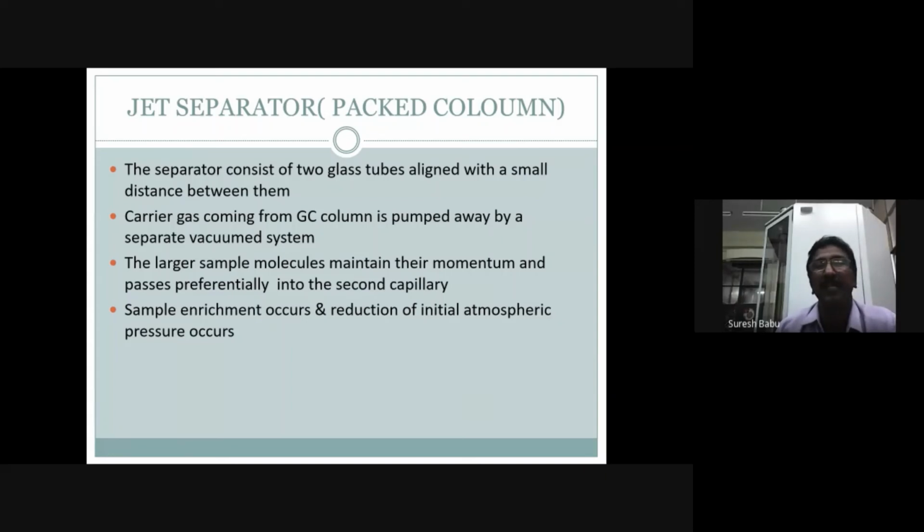The second one is the jet separator for packed columns. It consists of two glass tubes aligned with a small distance between them. The carrier gas coming from the GC column is pumped away by a separate vacuum system. The sample molecules are heavier, so they do not go away with the carrier gas, and they enter the second capillary. The removal of the carrier gas enriches the concentration of the sample.